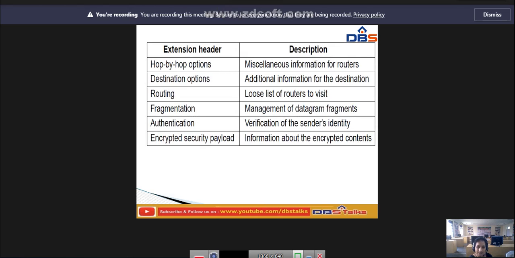These are the 6 extension headers: hop by hop options, miscellaneous information for routers; destination options, additional information for the destination; routing, a loose list of routers to visit; fragmentation, management of datagram fragments; authentication, verification of the sender's identity; and encrypted security payload, information about the encrypted contents. So this is the extension header.